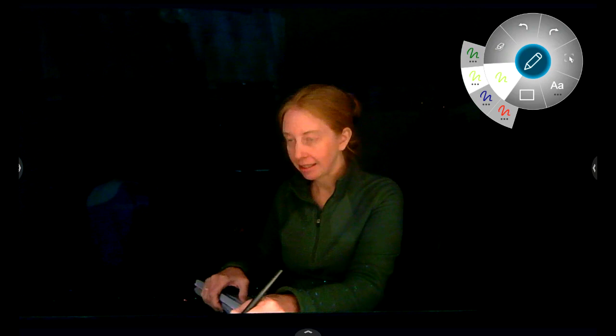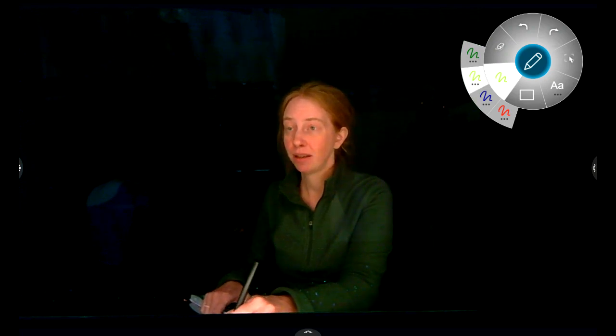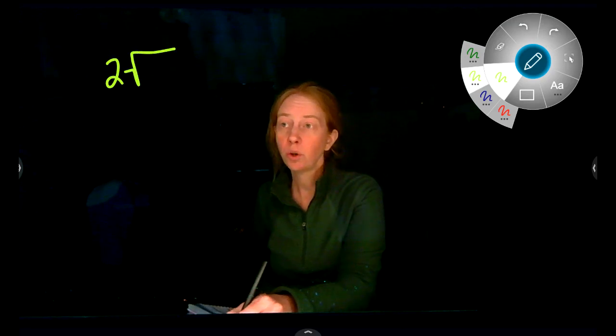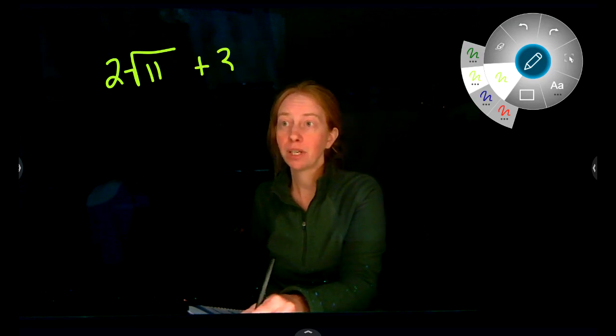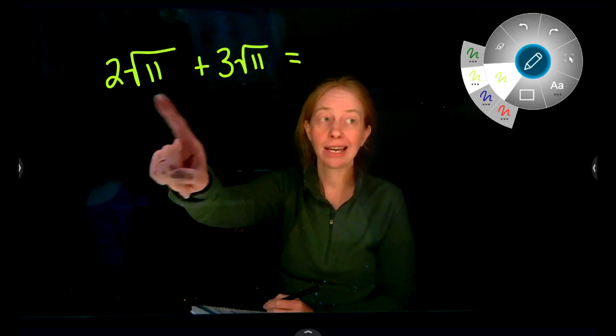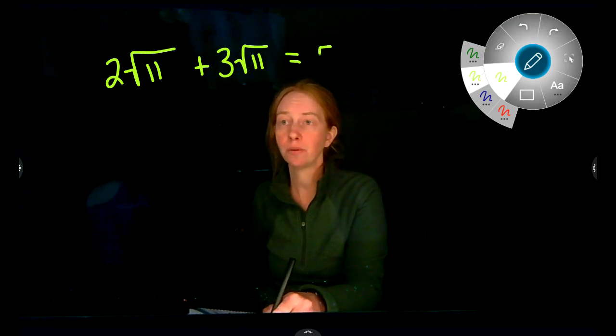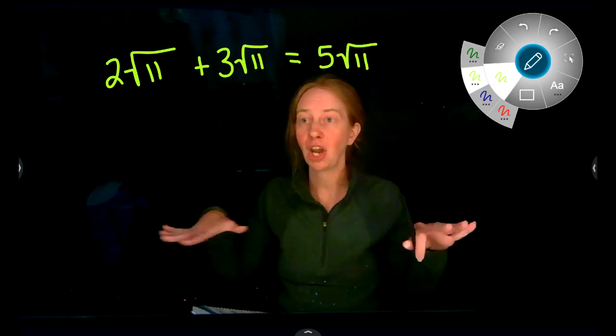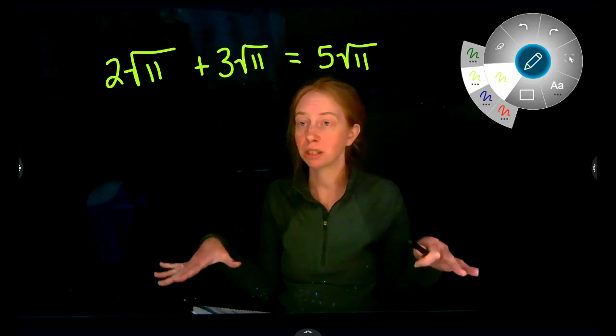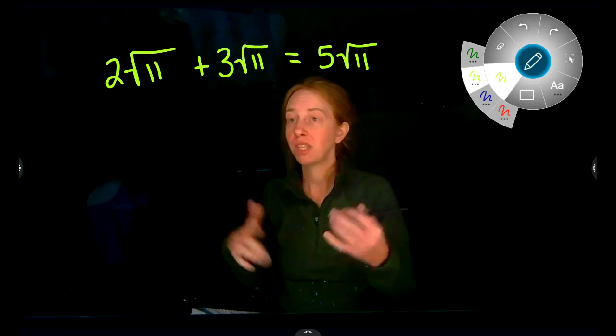Okay, that's what I want you to think about in the back of your brain as we do an example. If you have something that has the same radicand, you can add them together. For example, 2 times the square root of 11 plus 3 times the square root of 11. You're going to consider this kind of like an x when you did combining like terms back in the day. You're going to do 2 plus 3, which is 5, square root of 11. Done. Don't do anything else. Just stop. Same thing if you're subtracting.